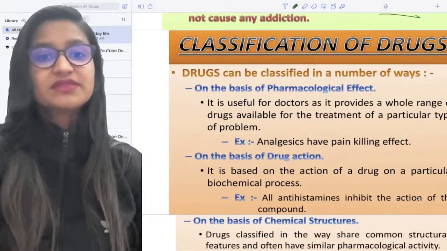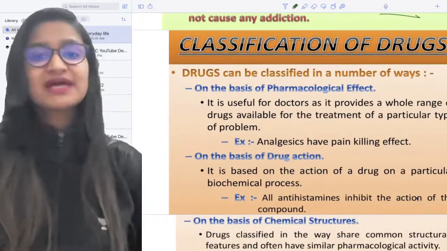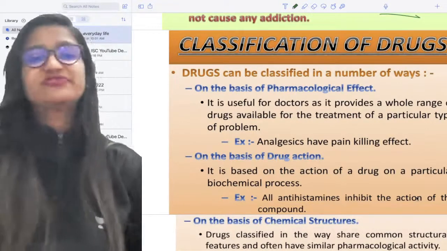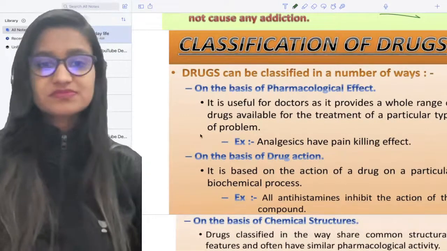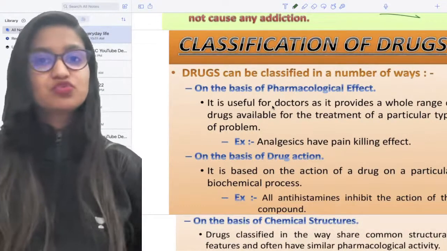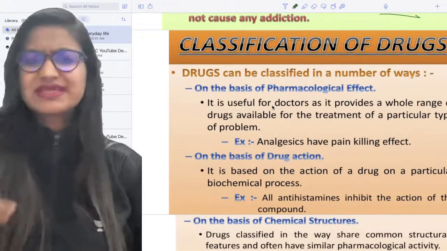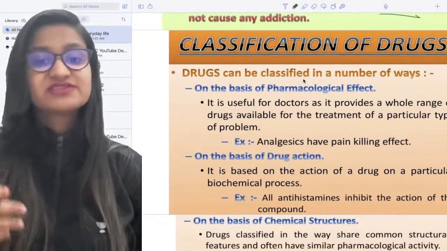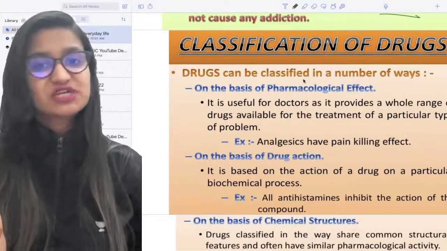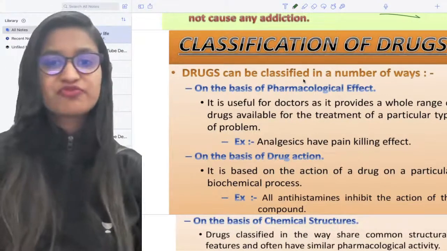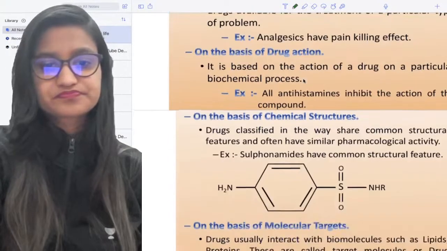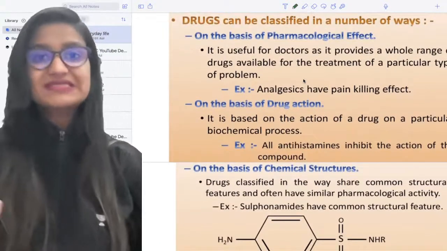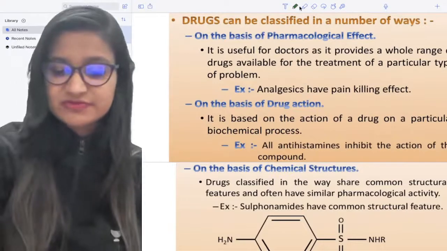Okay. Now the next thing is classification of drugs. What is the next thing? It is classification of drugs. You can see here, you can classify drugs in various ways on the basis of pharmacological effect, drug action, chemical structures. These are the different bases on which drugs can be classified.